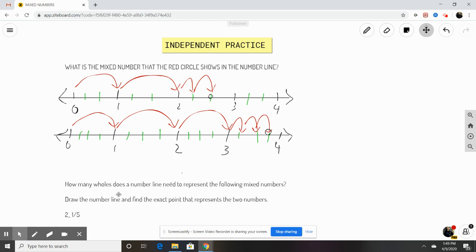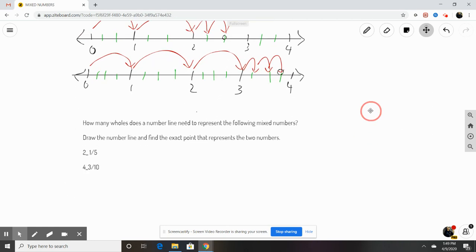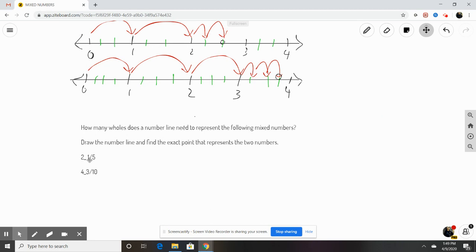All right. When you do that, you're going to move to this part. I have 2 mixed numbers, 2 and 1/5, and 4 and 3/10. There are 2 questions for these 2 numbers. How many wholes does a number line need to represent the following number?